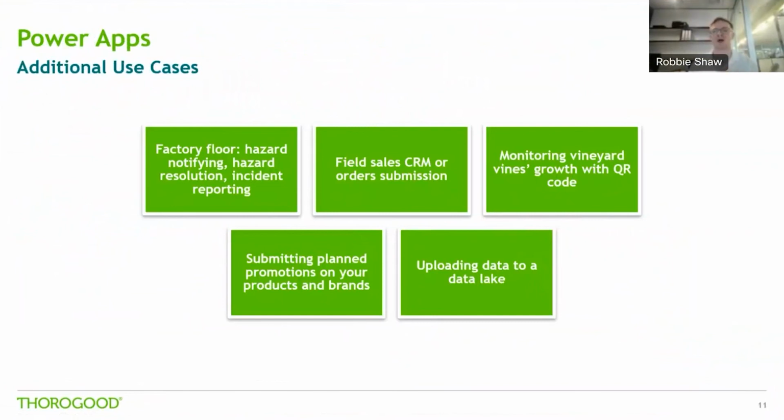So, a smattering of other examples. If you're on a factory floor, people don't have laptops, and you don't want to use pen and paper to submit information that way. How about a Power App that lets people notify you of hazards? So that pipe's leaking, it's a slipping hazard, take a photo, submit it, send it as a work order to maintenance or something like that.